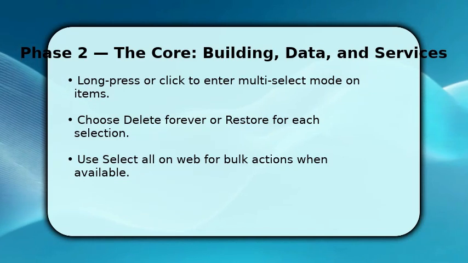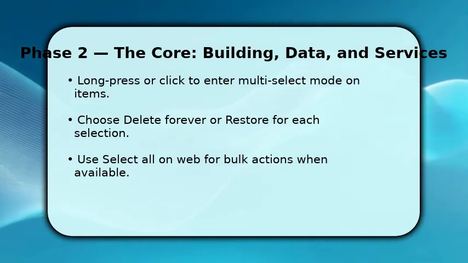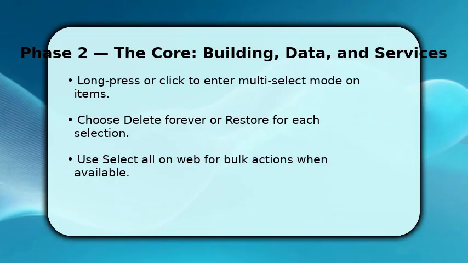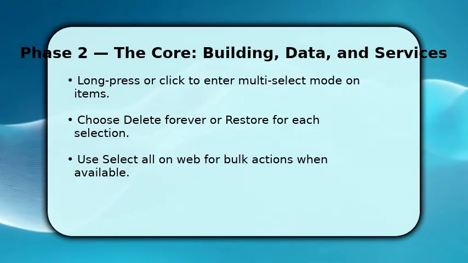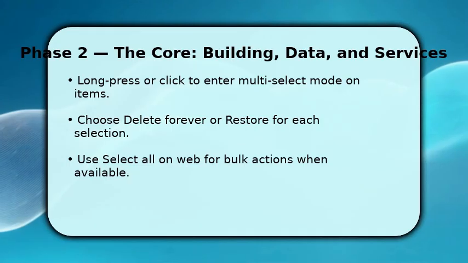Once you're in Trash, tap and hold one photo or click the circle to start selecting multiple items. You can pick individual files, or use select all on a browser to capture everything visible. After selecting, choose Delete Forever to permanently remove or Restore to return photos to your library. Be deliberate. Permanent delete cannot be undone.